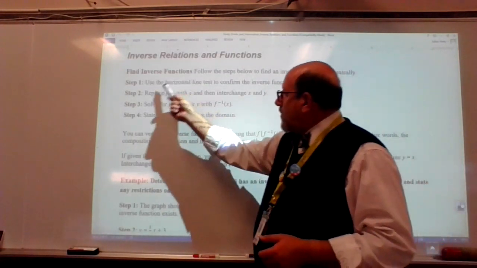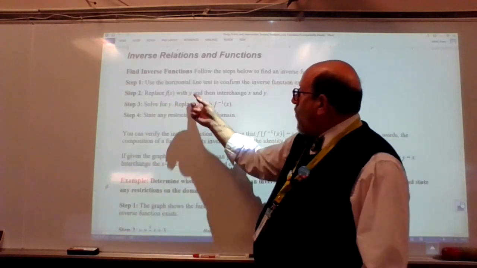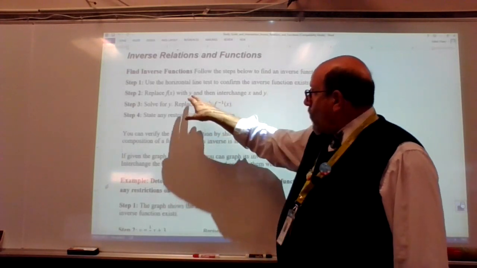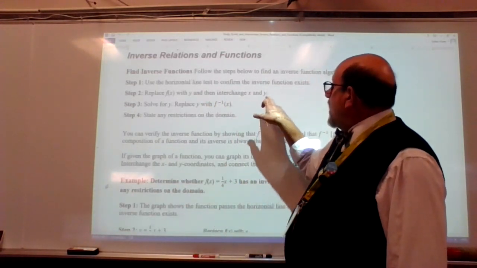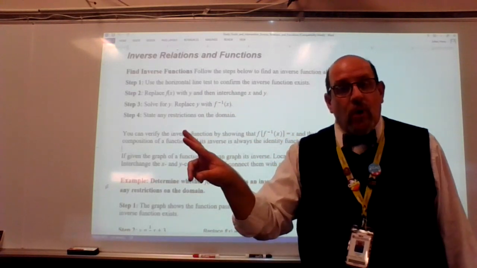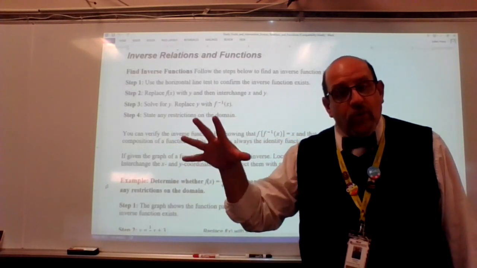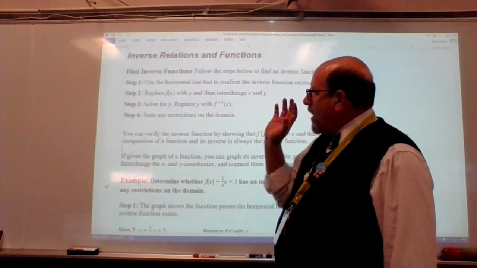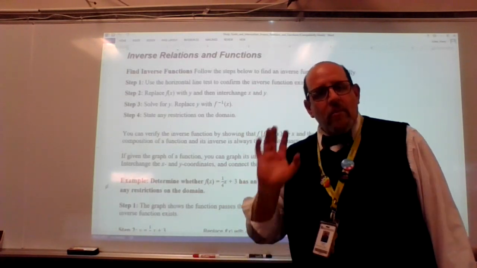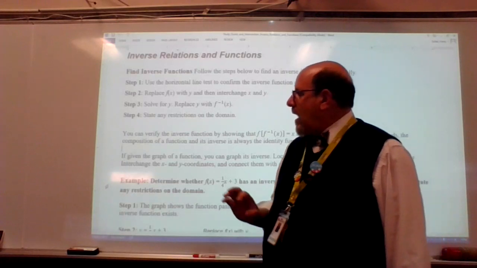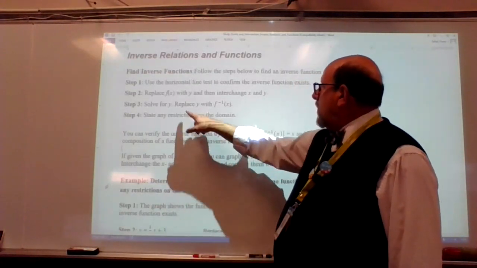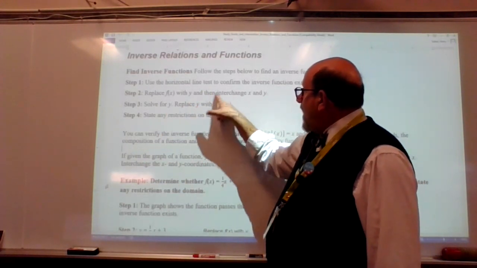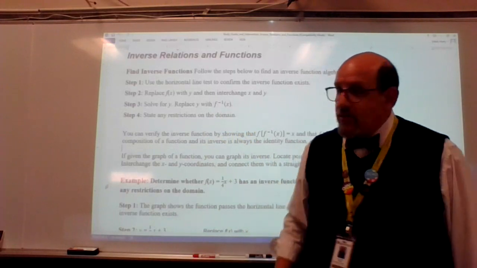Now, replace the term f of x with y. We already know that those are interchangeable. Then, once you put that y in there, you're going to interchange your x's and your y's. That's your inverse. And then you're going to solve for y. It seems convoluted and crazy right now, but don't worry, you'll see how this works out in the example below. Once you solve for y, you replace that y with f inverse of x. It's going to show the inverse of that function.